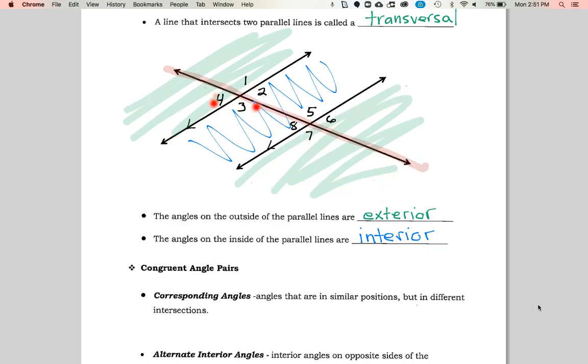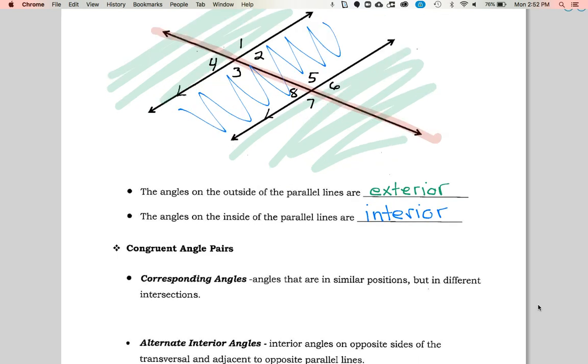And I also want you to notice this set of 4 is very similar to this set of 4. In fact, they are going to be identical because since these are parallel, they have the same slope. This transversal is going to intersect them at the same angle, basically making a mirror image. So I literally can take 2, 3, and 4 and set them on top of 5, 6, 7, 8. That idea is what we call corresponding angles. They're angles that are in similar positions but in different intersections.